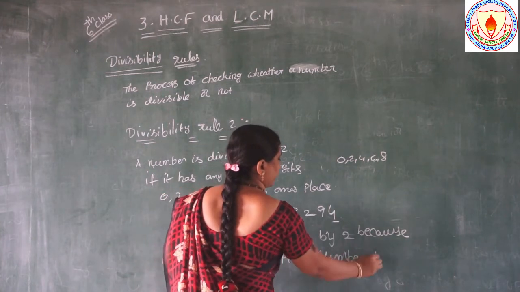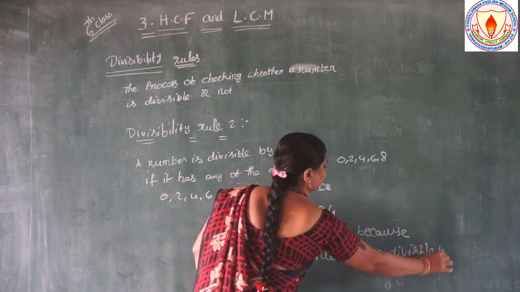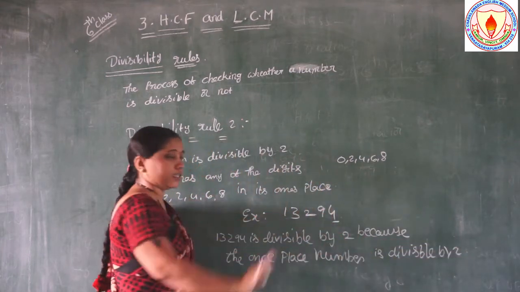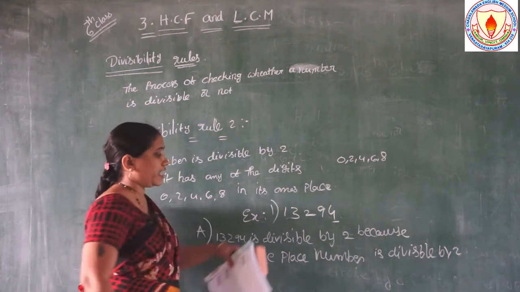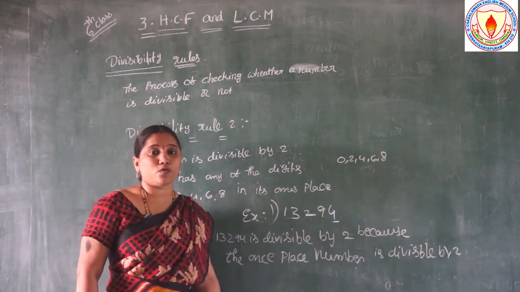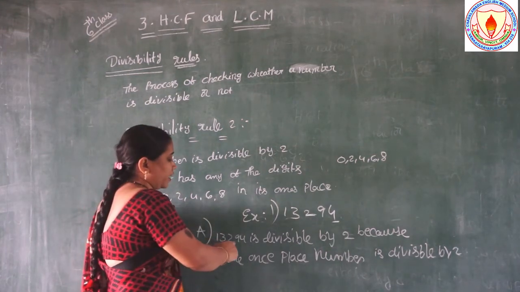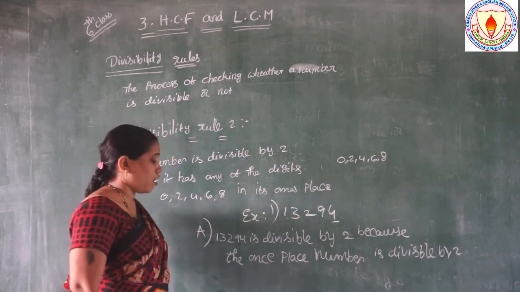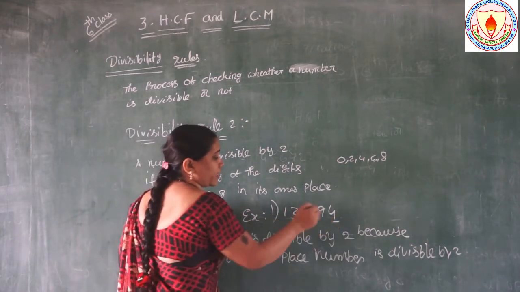The ones place number is divisible by 2. That's all. This is the answer. How can we write the answer when they give a number and ask to check whether it is divisible by 2 or not? So how can we solve this problem? 1394 is divisible by 2 because the ones place number is divisible by 2. Check this ones place number.